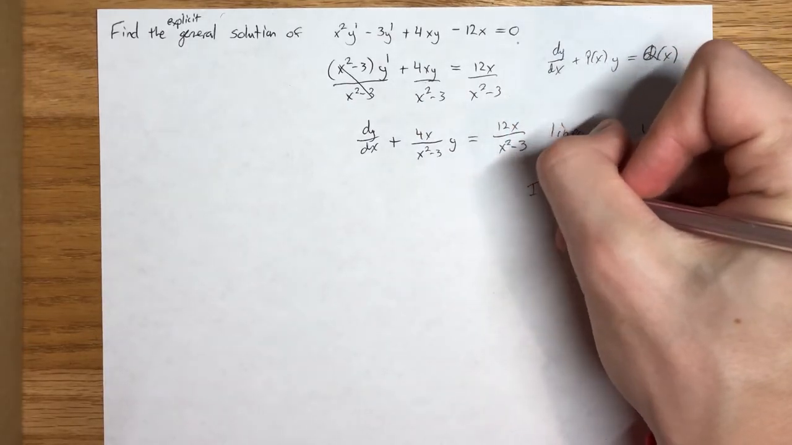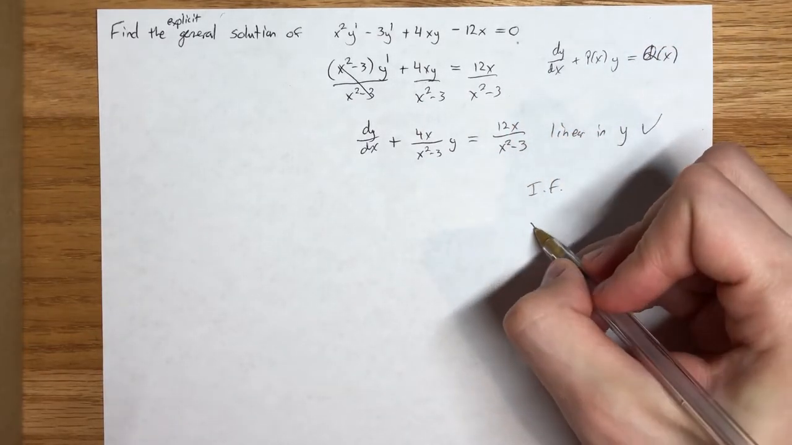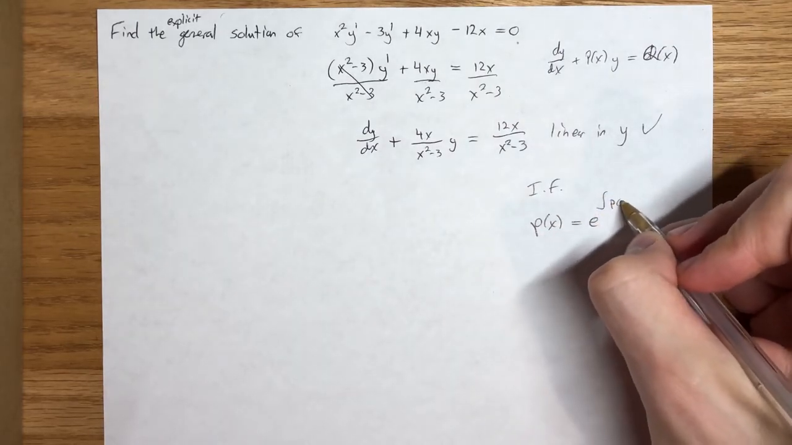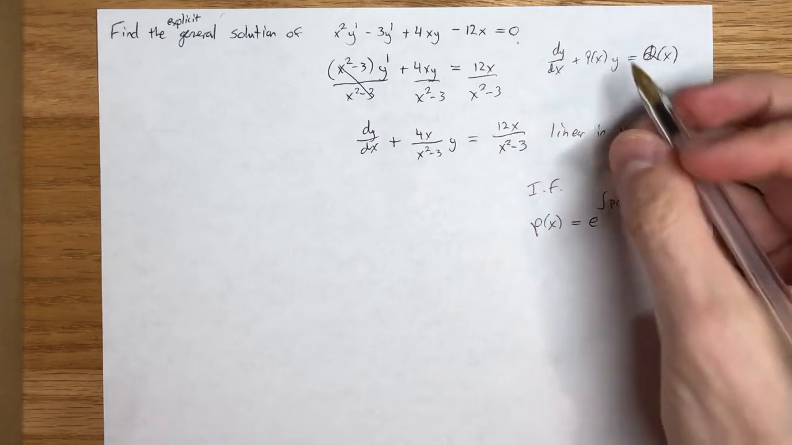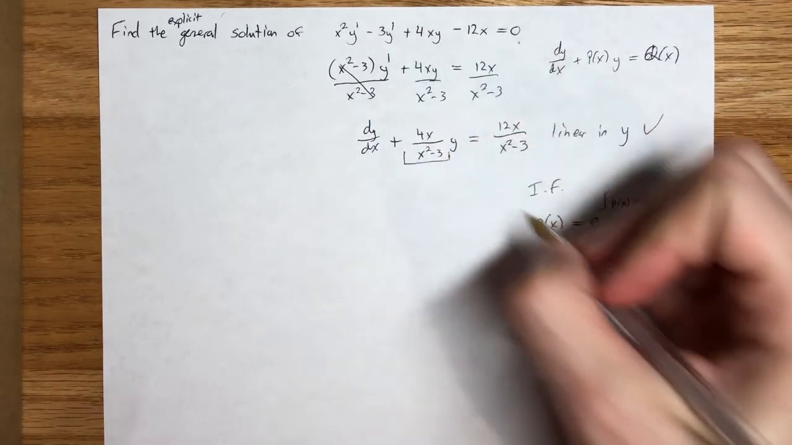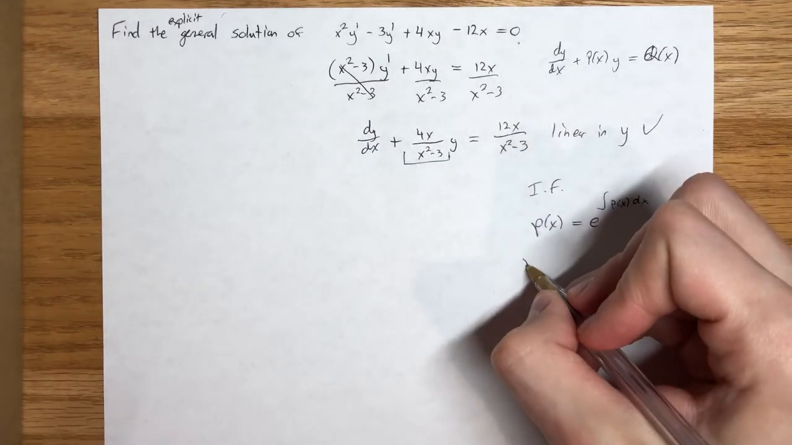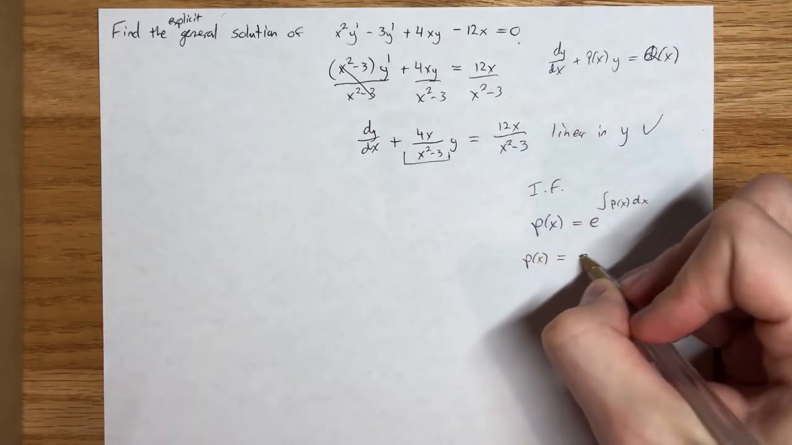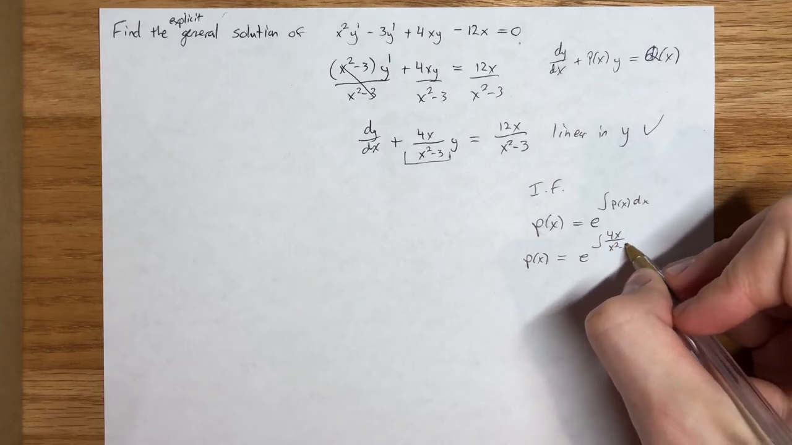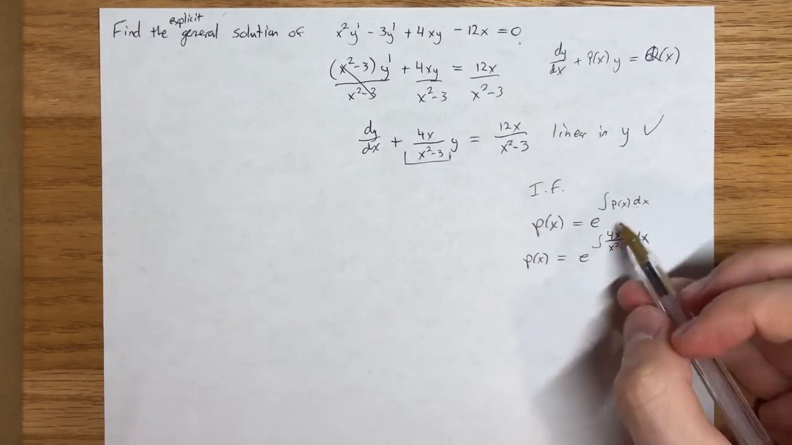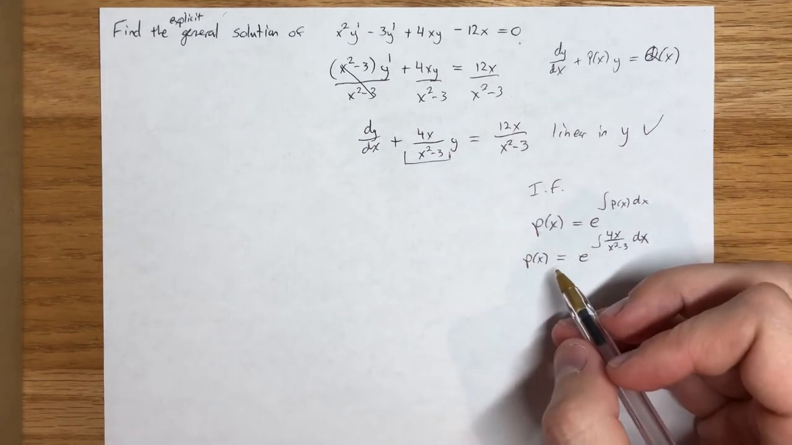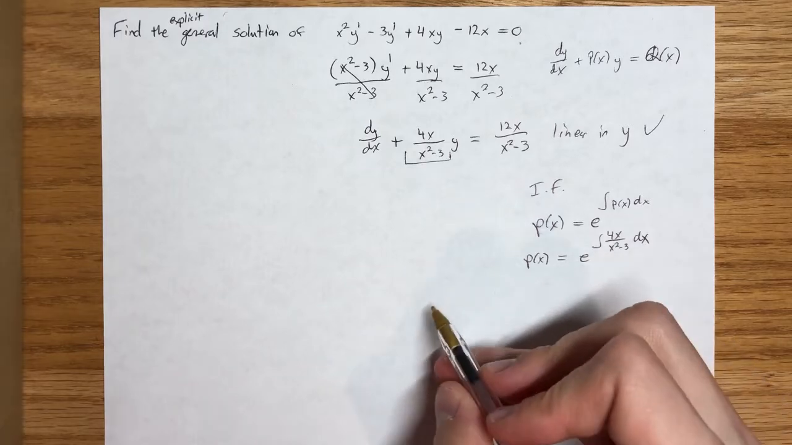And our integrating factor, again, is rho of x equals e to the integral of p of x dx, where p of x is what's in front of our linear variable, which in this case is this bit here. So we're going to plug that in. So we have rho of x equals e to the integral of 4x over x squared minus 3 dx. And we're going to have to use a u sub for this integral. So I'm going to write this just off to the side here.